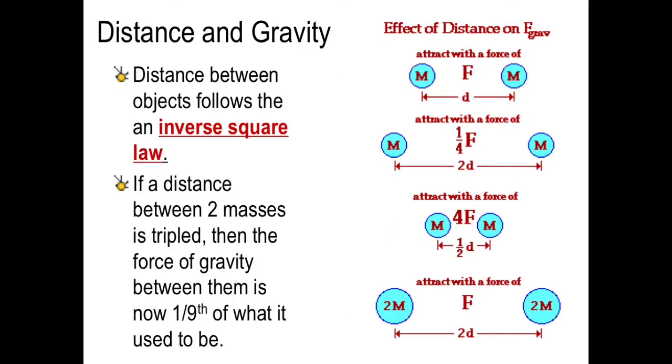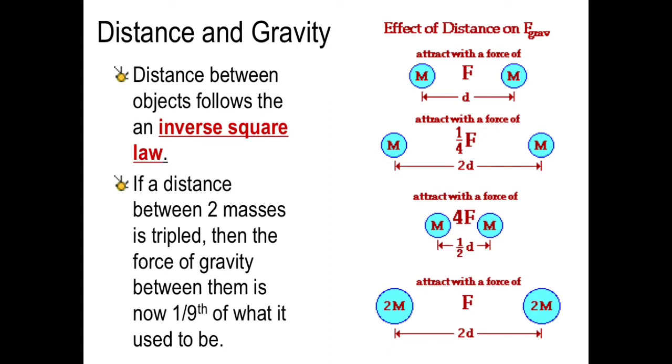The distance between two objects also dramatically affects the force of gravity between them. That is governed by something we call the inverse square law. If we think about taking the inverse square of a number, let's say 5: first, the inverse of 5 is 1/5. The square of it is just putting it to the second power. So the inverse square of the number 5 is actually 1/25.